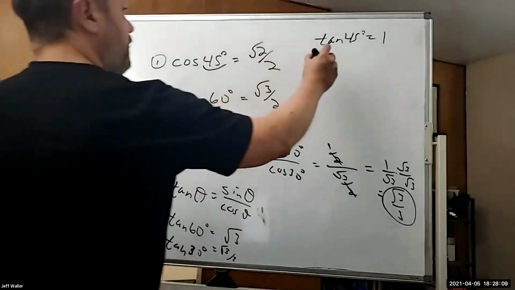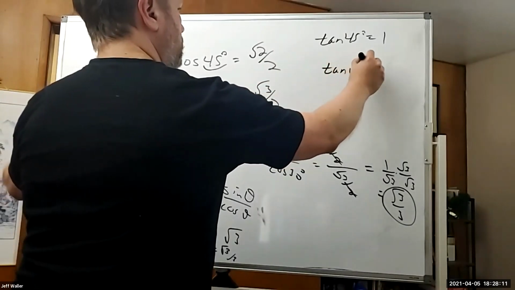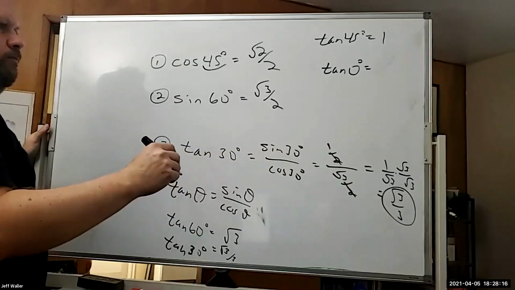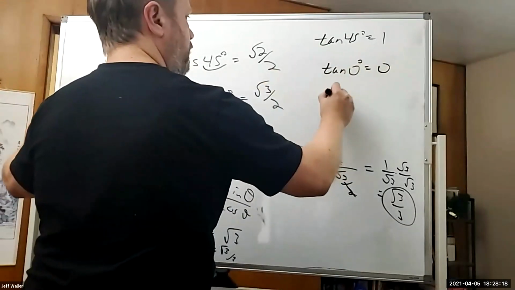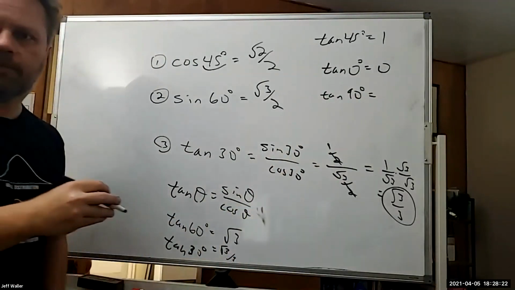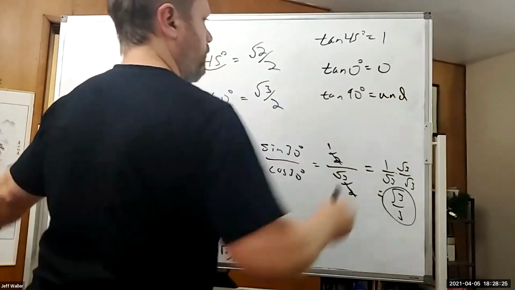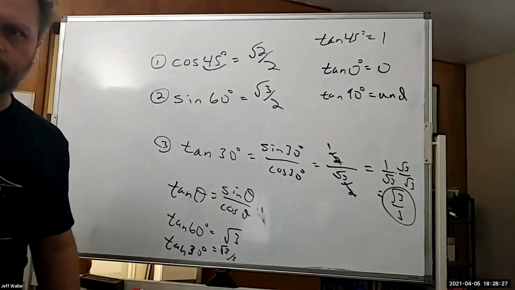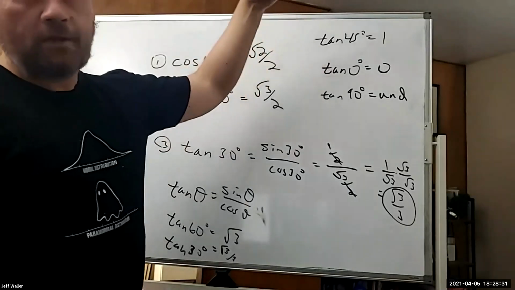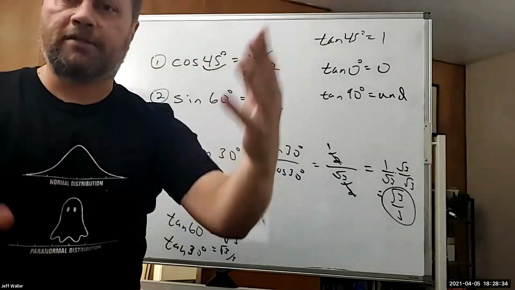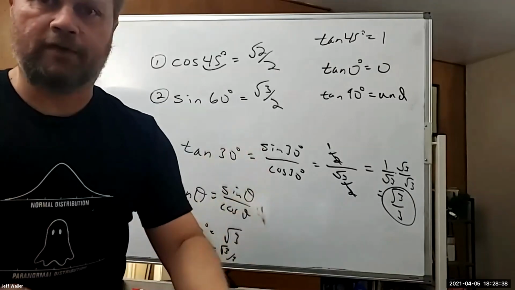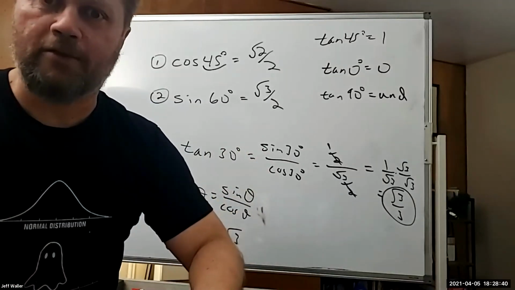What is tangent of 0 degrees? 0. And what is tangent of 90 degrees? Undefined. Because it would be sine over cosine. Sine of 90 is 1, cosine of 90 is 0. It's all fun and games until somebody divides by 0. Creates a little black hole.